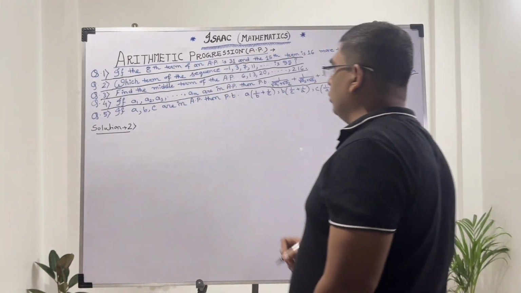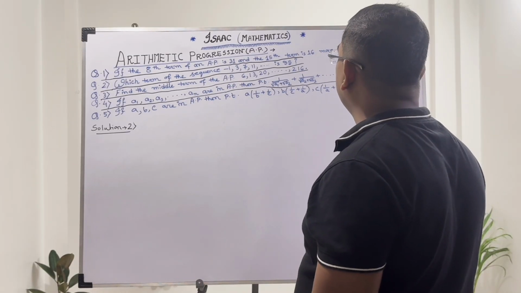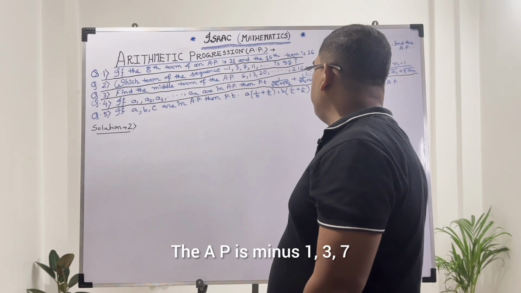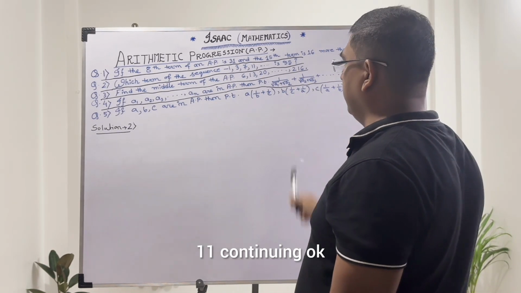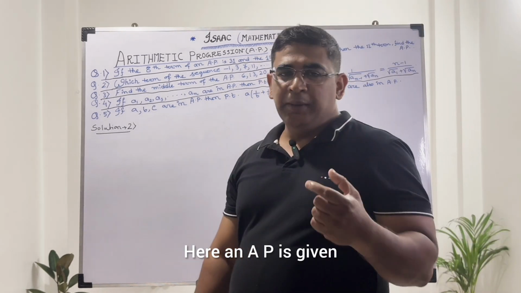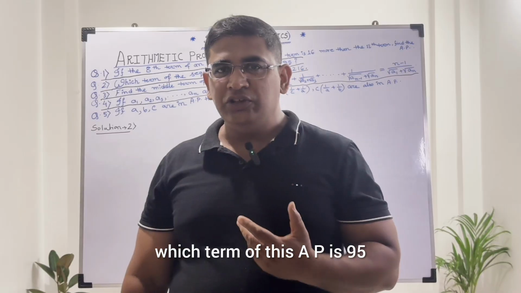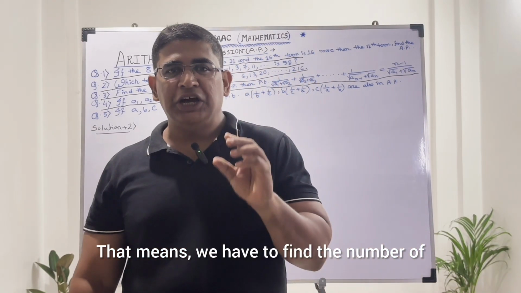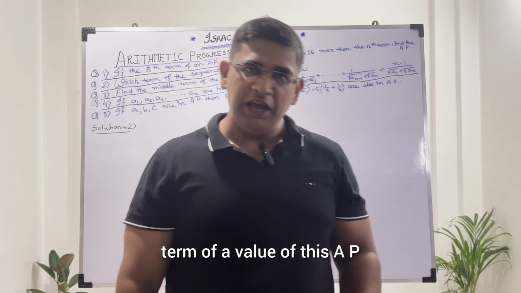In problem number 2, an AP is given. The AP is minus 1, 3, 7, 11, continuing. We have to find which term of this AP is 95. That means we have to find the number of terms of this AP up to that value.